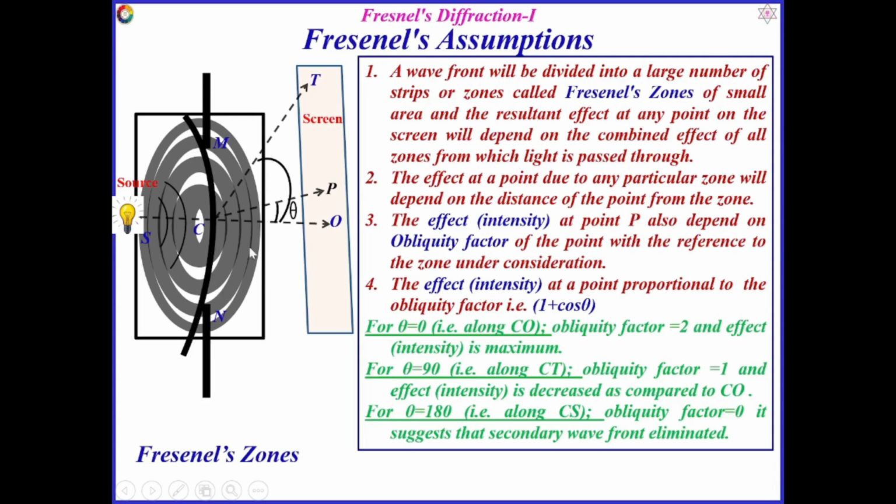Okay, so as our screen is on the right side of this slit, for theta 180 degrees, that means along CS the obliquity factor is 0, because cos 180 is -1, plus 1 will be 0. It is suggested that the secondary wavefront is eliminated. That means the secondary wavefront which passed through is eliminated. It is not present along this way. So these are the 4 assumptions by Fresnel for explaining the diffraction.